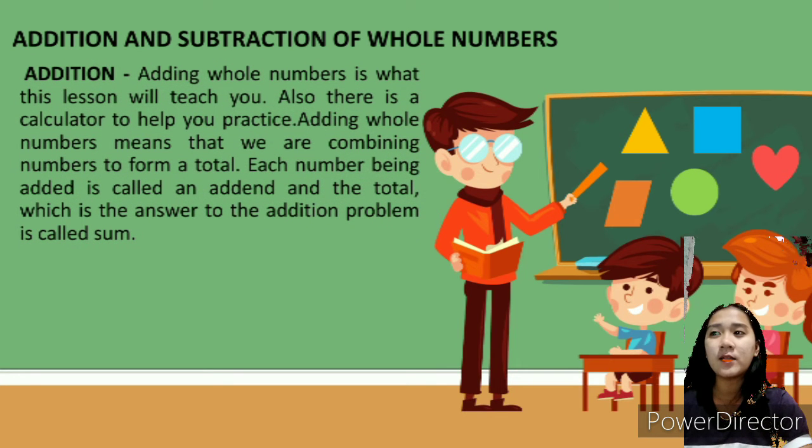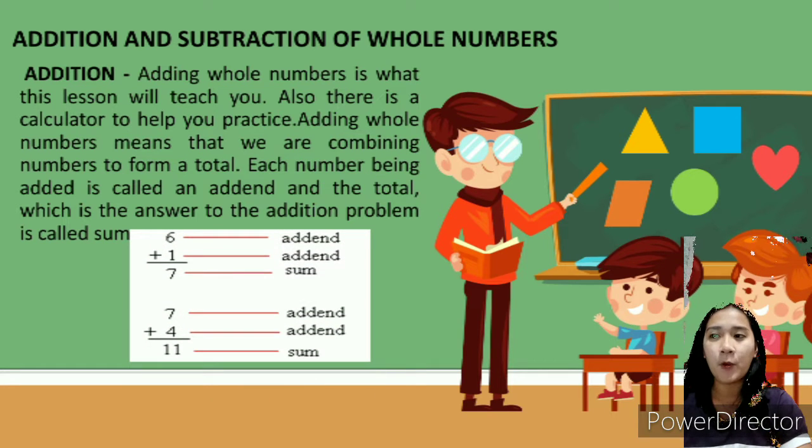Addition and subtraction of whole numbers. Adding whole numbers is what this lesson will teach you. Also, there is a calculator to help you practice adding whole numbers. Adding means that we are combining numbers to form a total. Each number being added is called an addend, and the total, which is the answer to the addition problem, is called the sum. Example: 6 is an addend, plus 1 is an addend. The answer is called the sum. 6 plus 1 is 7. The next example is 7 plus 4 is equal to 11. The 11 is the sum.